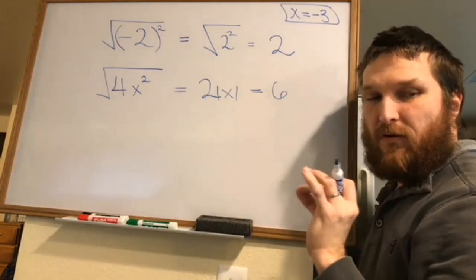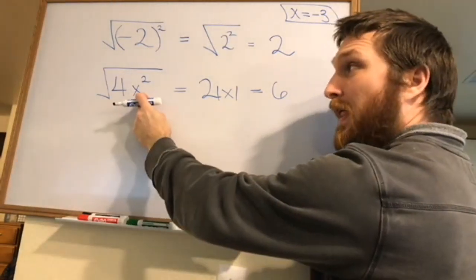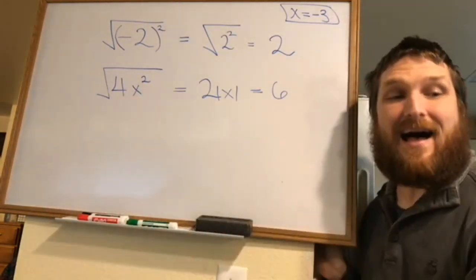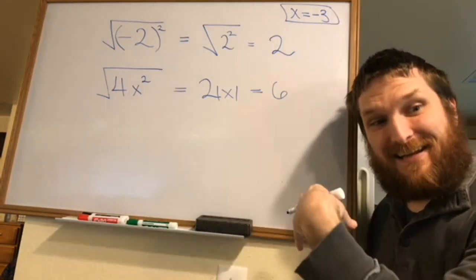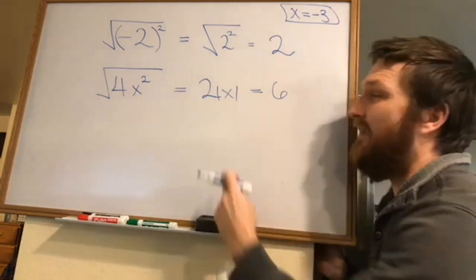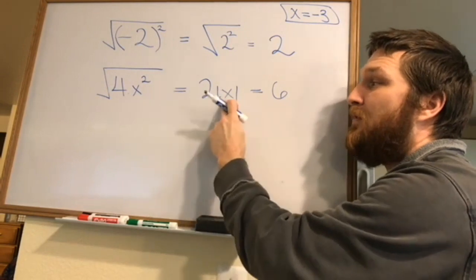We only need to worry about it when it's a variable and we don't know whether or not that variable is positive or negative. Then we have to say it's the absolute value we have to deal with right here.